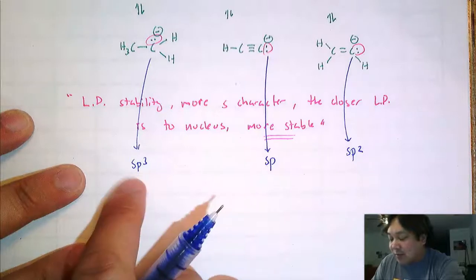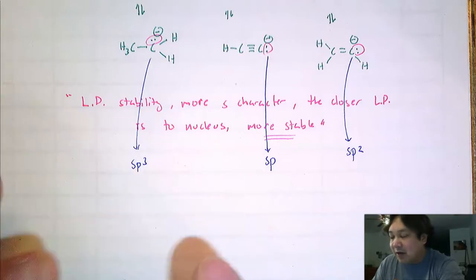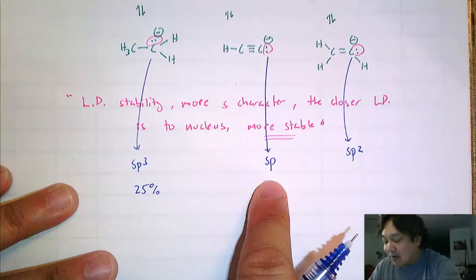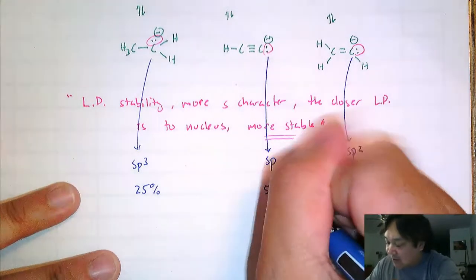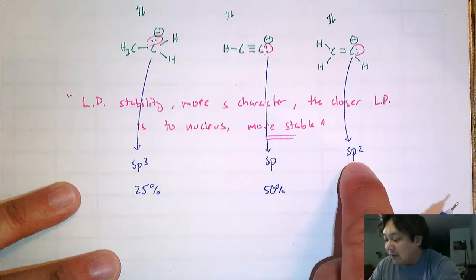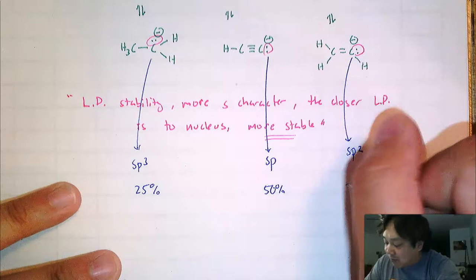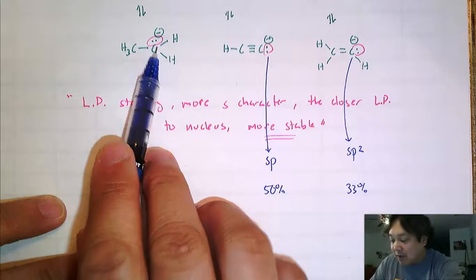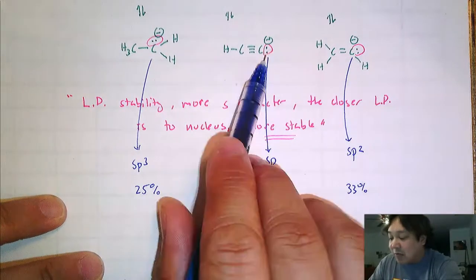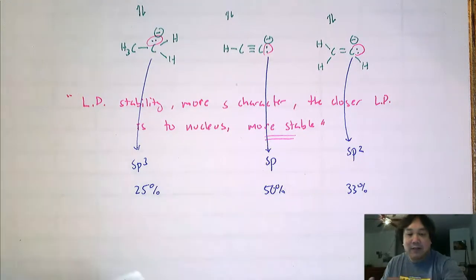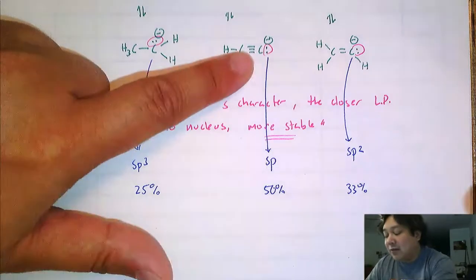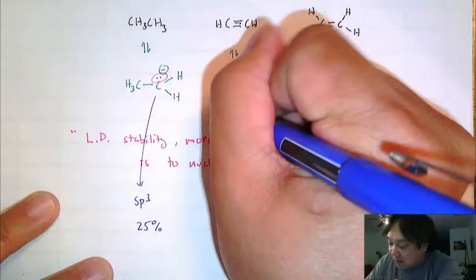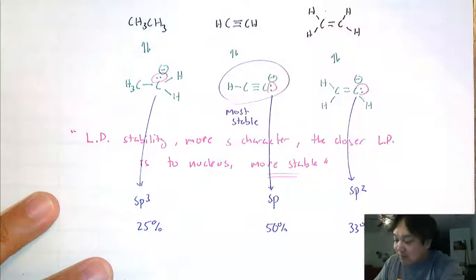Character. Since we're mixing S plus P plus P plus P, four atomic orbitals, but only one of them is an S, 25%. For this one, obviously it's 50-50, 50% S character. For this one, we have one S and we have one P plus another P, so 33%. The lone pair is in an SP orbital. The lone pair is here in an SP3. The lone pair for an SP orbital has 50% S character, it's held closer to the vest. That will add more stability. My conclusion is this is the most stable anion. Okay? And this is the most acidic.